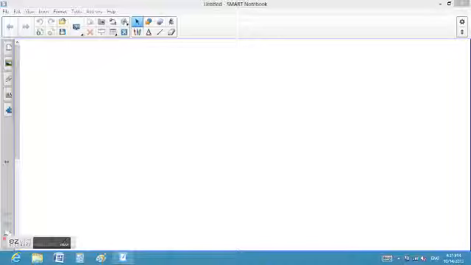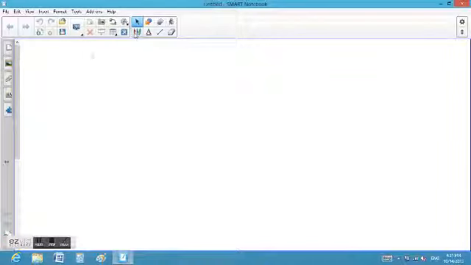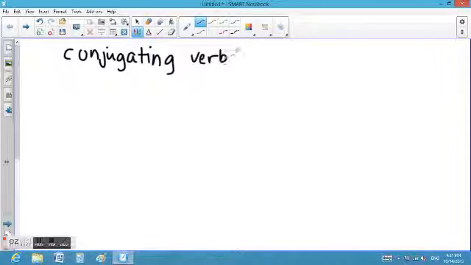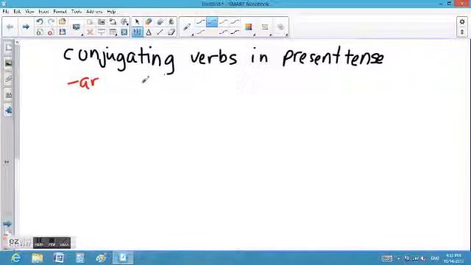The present tense. So, when you conjugate verbs in the present tense, you have to remember that there are 3 kinds of basic verbs. There are AR verbs, there are IR verbs, there are ER verbs. So AR, ER, and IR verbs. Okay? And they have several things in common.